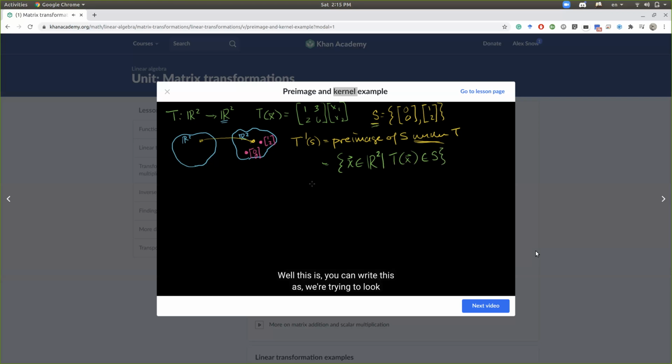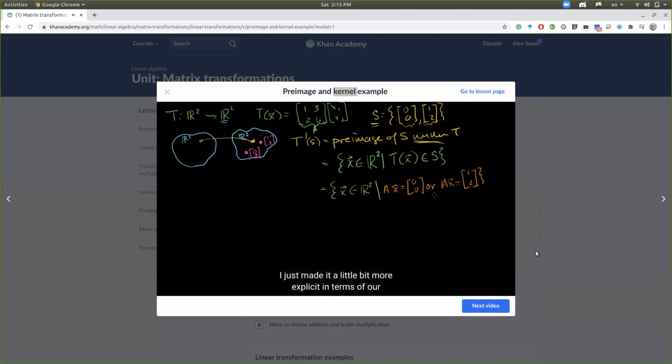Well, you can write this as: we're trying to look for all of the x's in our domain such that A times x is a member of S, where A is the matrix. So that means A times our vector x has to be equal to the 0 vector, or A times our vector x has to be equal to the vector 1, 2.